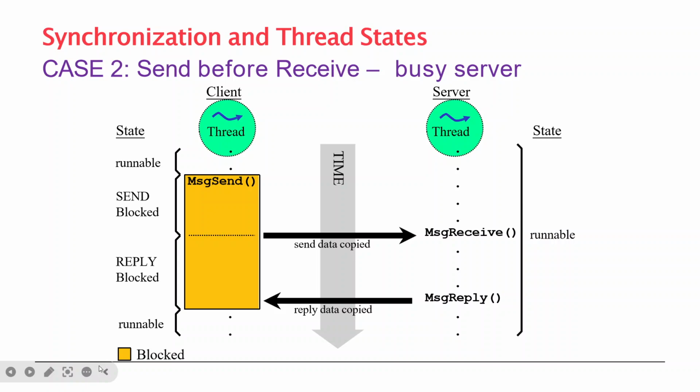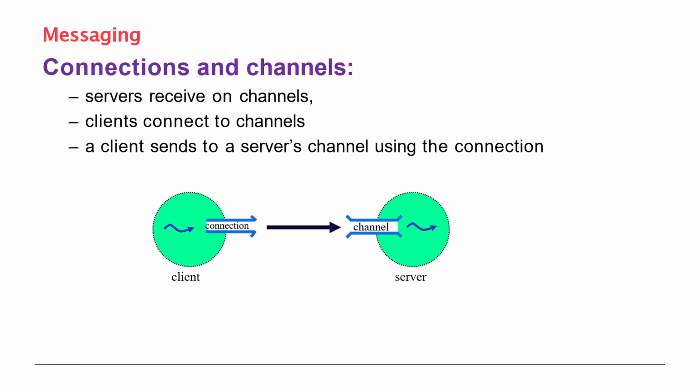This yellow line shows the blocked state. First the client sends the message to the server. The server receives the message, then it goes to the runnable state. Until then the client is in the blocked state. After receiving the reply from the server, the client comes to the runnable state.